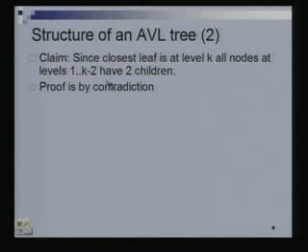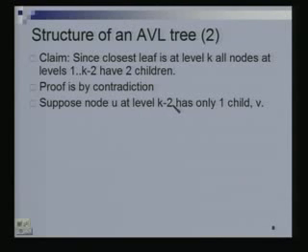So let's prove this by contradiction. So what do we want to contradict? Let's take some node at level k minus 2 which has only one child, right? This is the picture. I have a node u at level k minus 2, it has only one child, which is at level k minus 1. I have shown a node at level k minus 2, but the same argument would apply to any node at levels 1 through k minus 2.